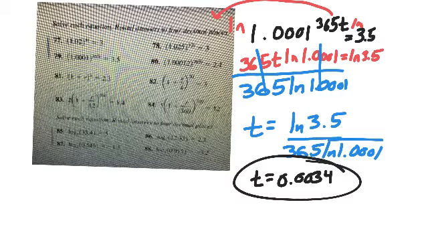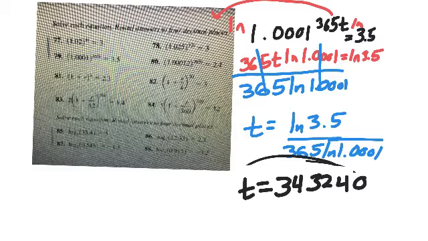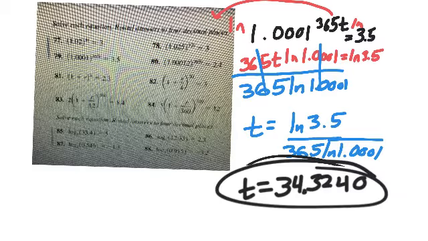Questions there? Oh, yeah, I messed up. My fault. That was just dividing by 365. Should get t equals 34.3239, which would round up to 34.3240. Is that what y'all were getting? My fault.